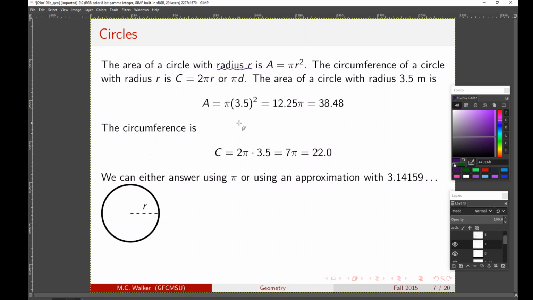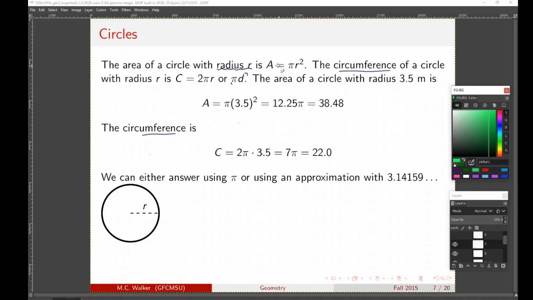For circles, we're almost always using a formula. To begin with, we've got the measure around the outside of a circle. That's called the circumference. To find the circumference, we multiply 2 times pi times the radius, or simply pi times the diameter.